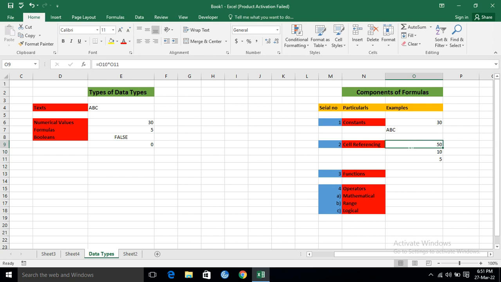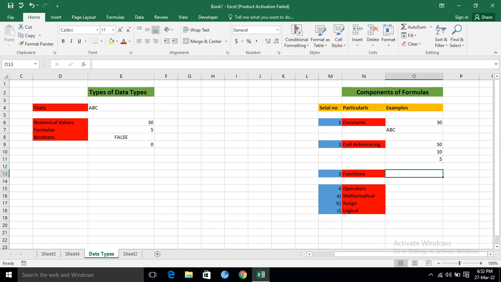So basically Excel makes it easier if we want to do multiple calculations. This can be done with the help of cell referencing. Now coming to the functions part.